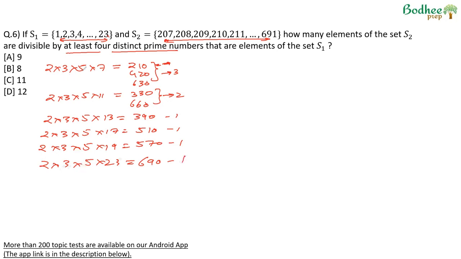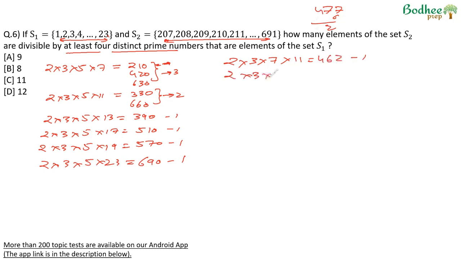Now what we do is we eliminate 5 and look for the next prime number. So we take the smallest 2 into 3, eliminate 5, work with 7. 2, 3, 7, 11. This will be 77 into 6, 462. This is also in the range.